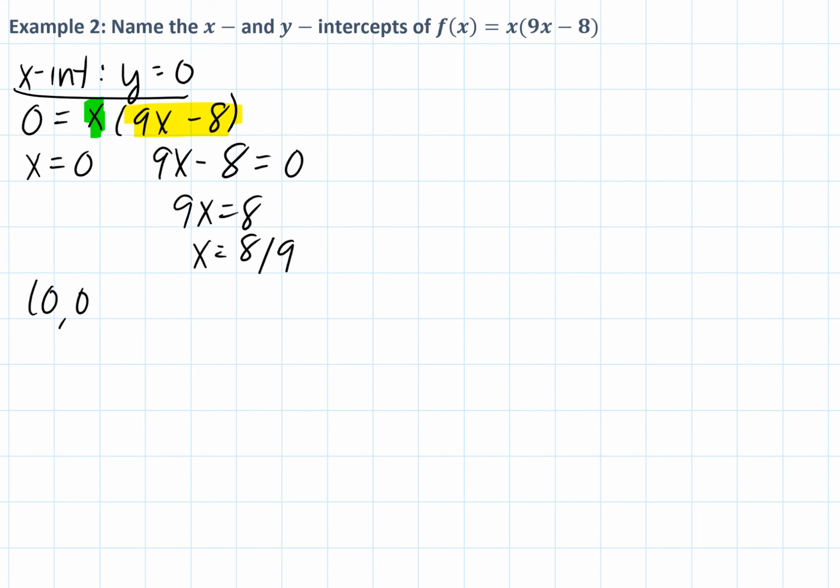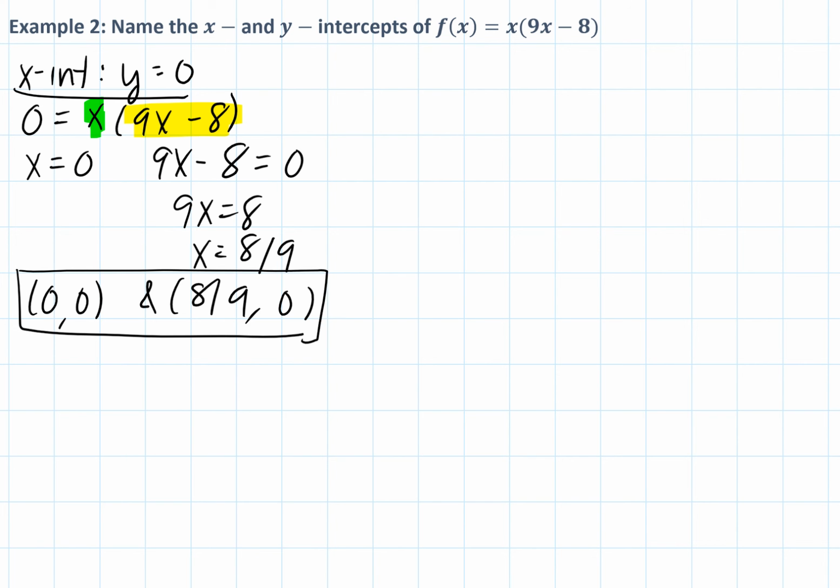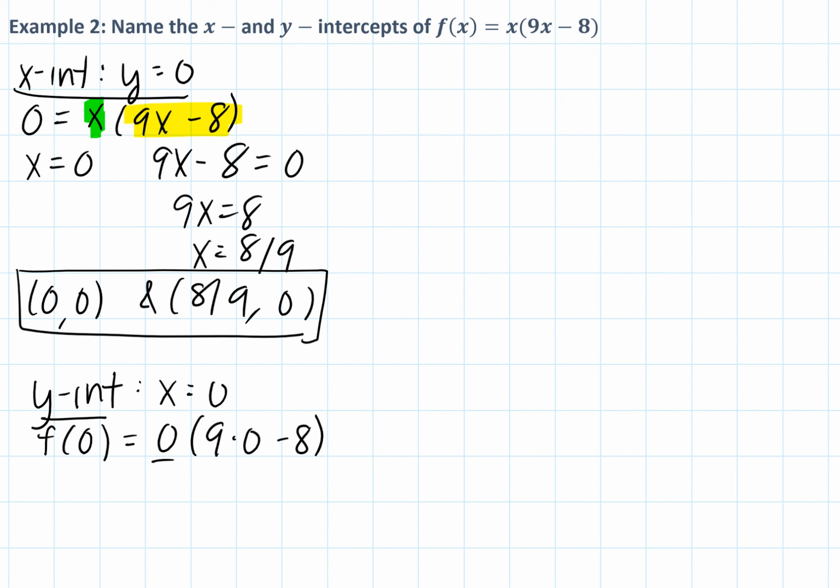So I have (0, 0) and (8/9, 0) as my two x-intercepts. To find the y-intercept, we know that x is 0, so we're going to substitute. 0 times anything is 0. Oh, well, that makes sense. We had already found that the function intersects the origin. Since x is 0, it counts as a y-intercept. Since y is 0, the origin is also an x-intercept. So these are all the intercepts of the function.